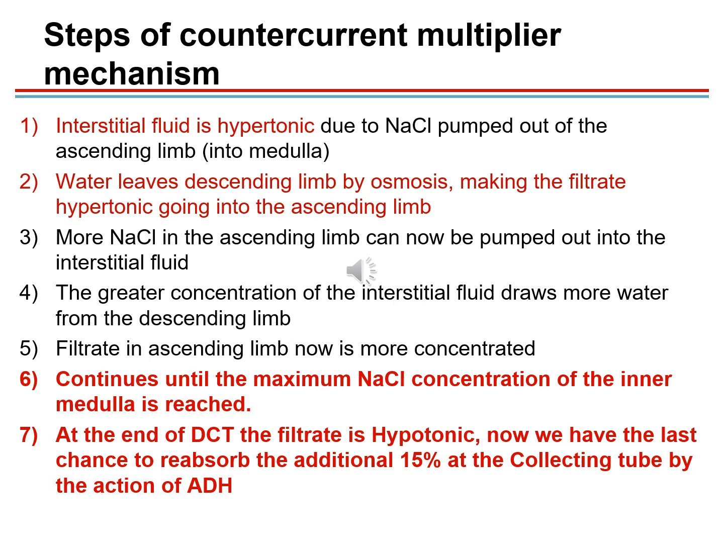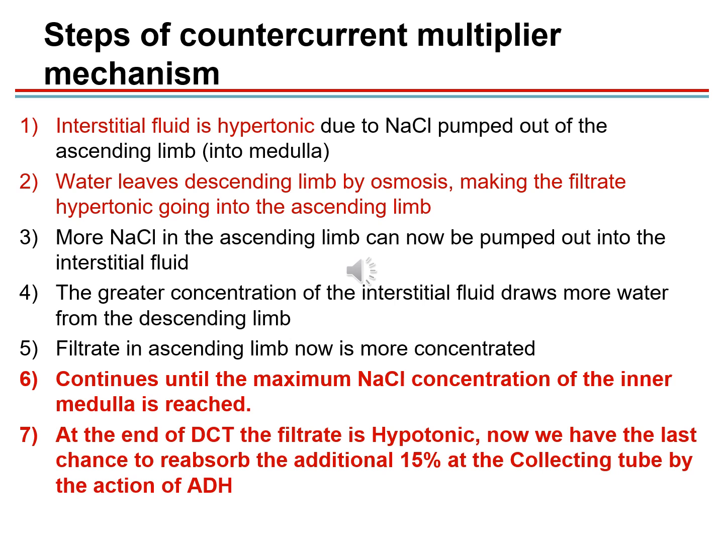So more sodium chloride in the ascending limb can now be pumped out into the interstitial fluid because of the movement of water. Now, the greater concentration of the interstitial fluid draws more water from the descending limb, and one triggers the other. What happens in the ascending limb triggers the action in the descending limb, and vice versa. That scenario continues until the maximum sodium chloride concentration in the inner medulla is reached.